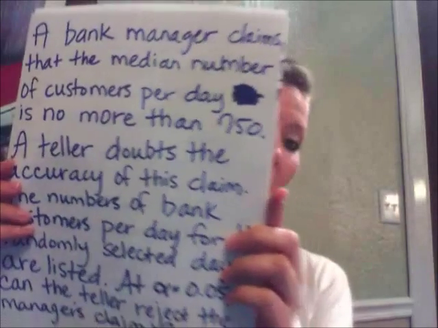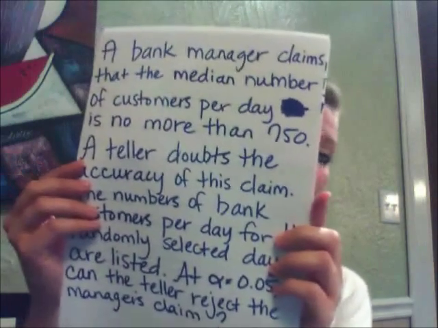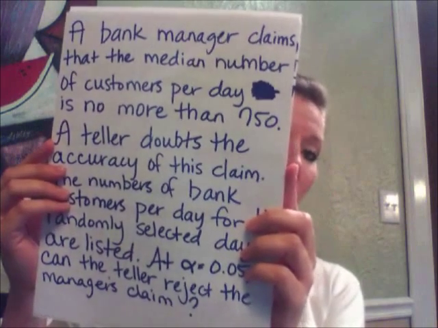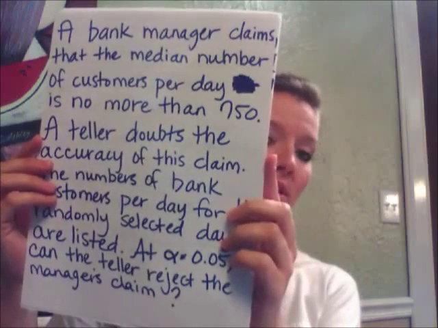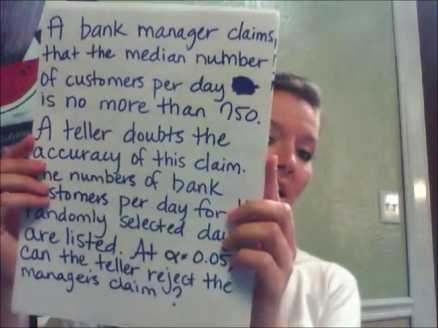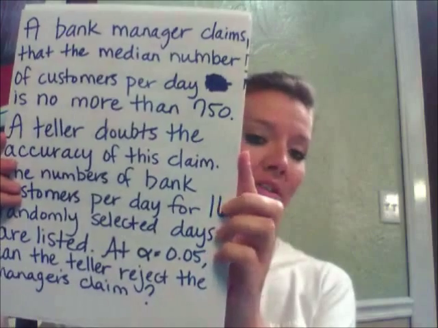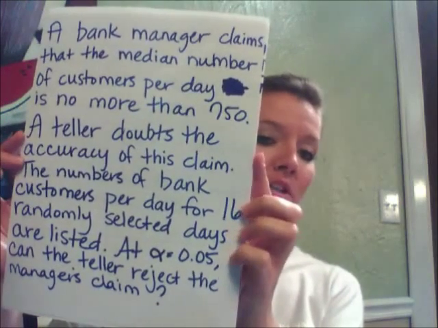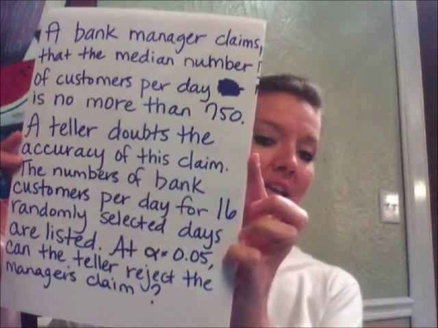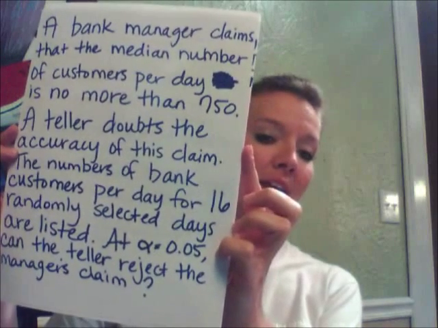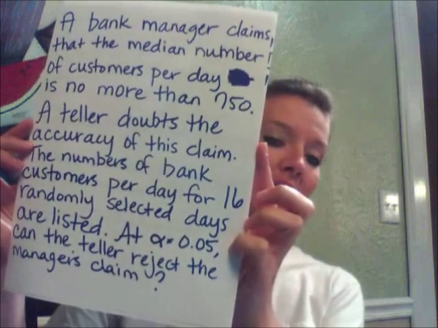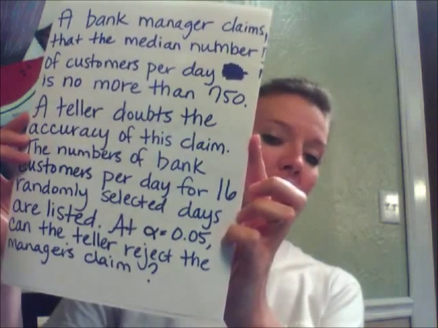We are now going to do a sample problem. A bank manager claims that the median number of customers per day is no more than 750. A teller doubts the accuracy of this claim. The numbers of bank customers per day for 16 randomly selected days are listed. At alpha equals 5%, can the teller reject the manager's claim?